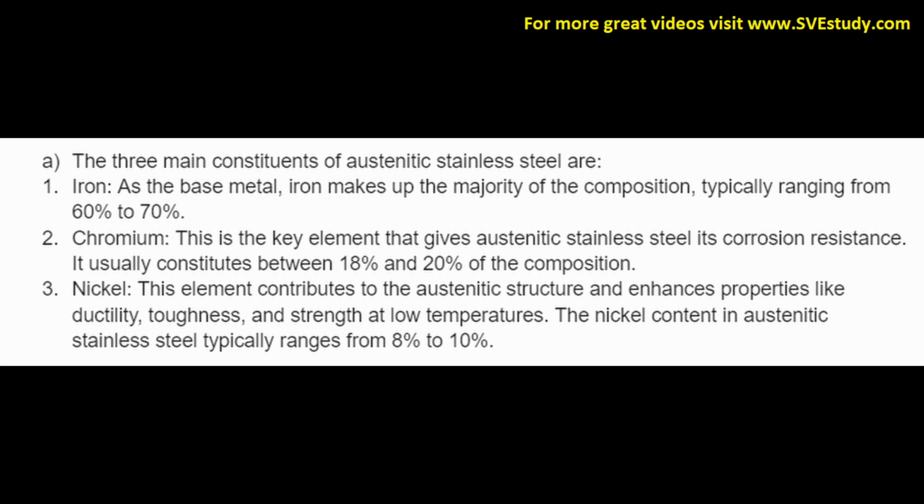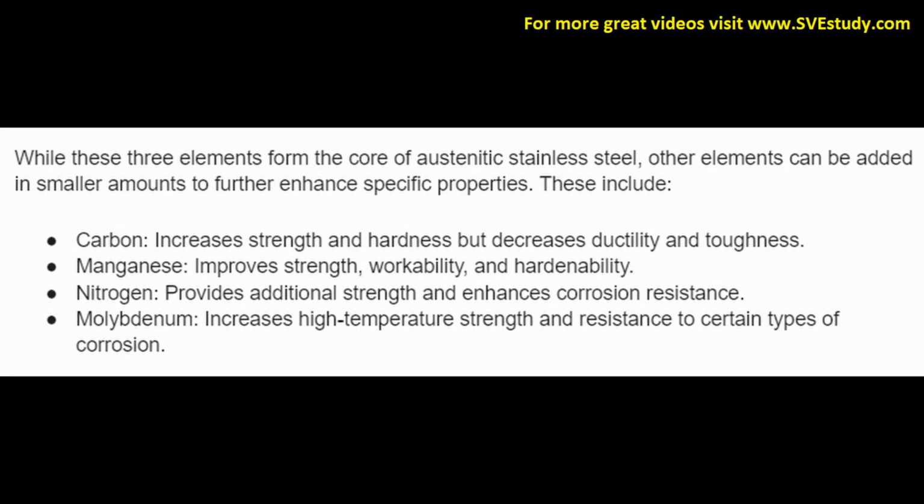And then nickel. This element contributes to the austenitic structure and enhances properties like ductility, toughness, and strength at low temperatures. The nickel content in austenitic stainless steel typically ranges from 8 to 10%. While these three elements form the core of austenitic stainless steel, other elements can be added in smaller amounts to further enhance specific properties. These include carbon, which increases strength and hardness, but decreases ductility and toughness.